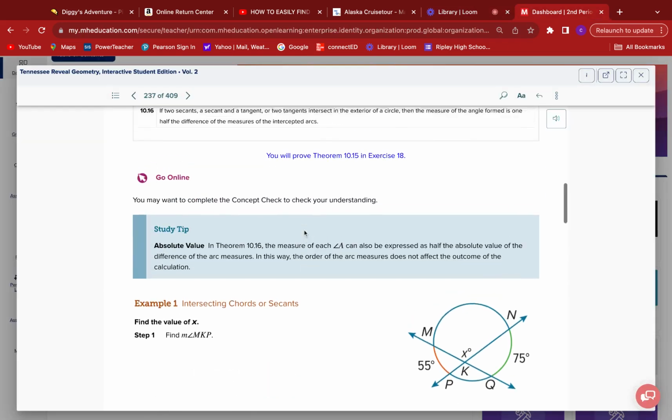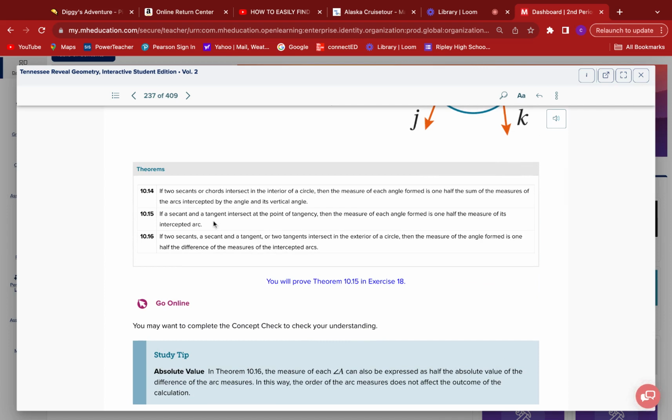Okay. Next rule. If a secant and tangent intersect at some point of tangency, then the measure of the angle formed is 1/2 the measure of its intercepted arc. That's what we just got through doing. That's called an inscribed angle. If it's an inscribed angle, that means the vertex is on the circle, then it's 1/2 of the arc. Next rule. Two secants, a secant and tangent, and two tangents intersect in the exterior. That means that they cross outside the circle. Then you subtract the arcs and divide by 2.